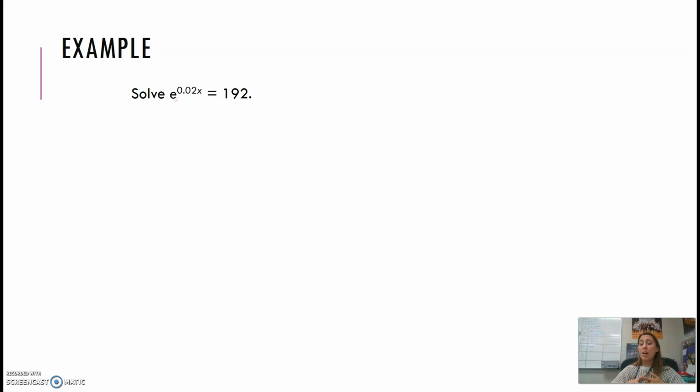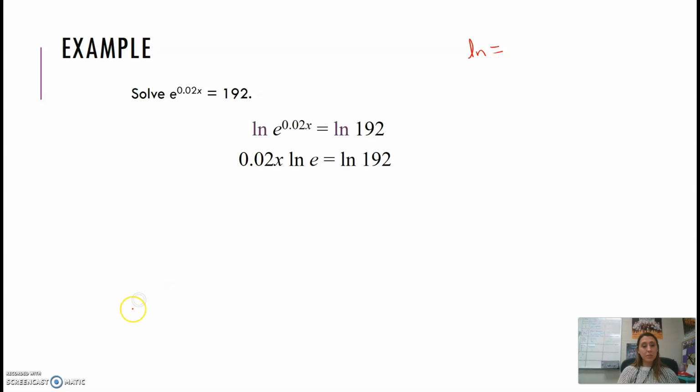And natural log undoes e. So we're going to take the natural log of both sides. When we take the natural log, then we're going to do the power rule, and we have this power rule right here. So then we have the natural log of e, and if you plug that in your calculator, something that we need to remember.